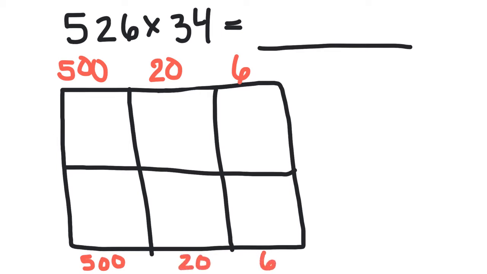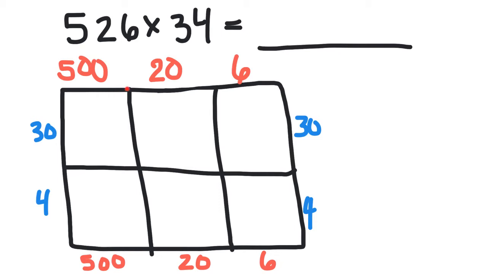526. And then my 2-digit number, 34, has a 3 in the tens place, 30, and a 4 in the ones place for 4. 34. Now I need to find the area of each of my boxes. To find the area, I'm going to multiply the length times the width of each of the boxes.